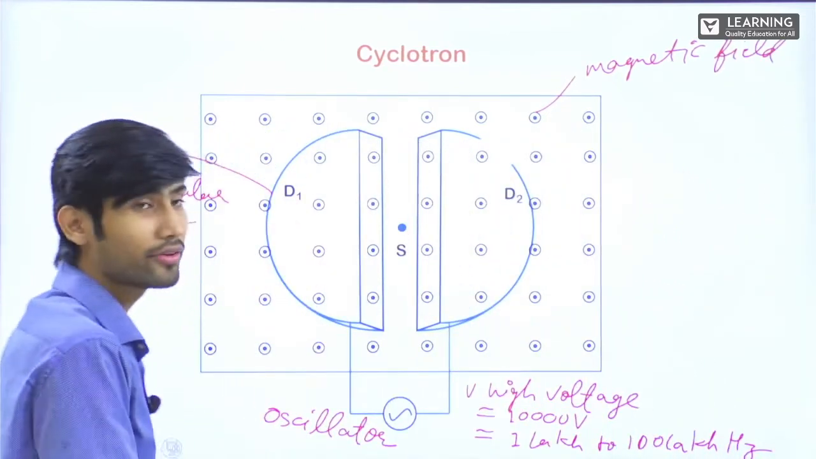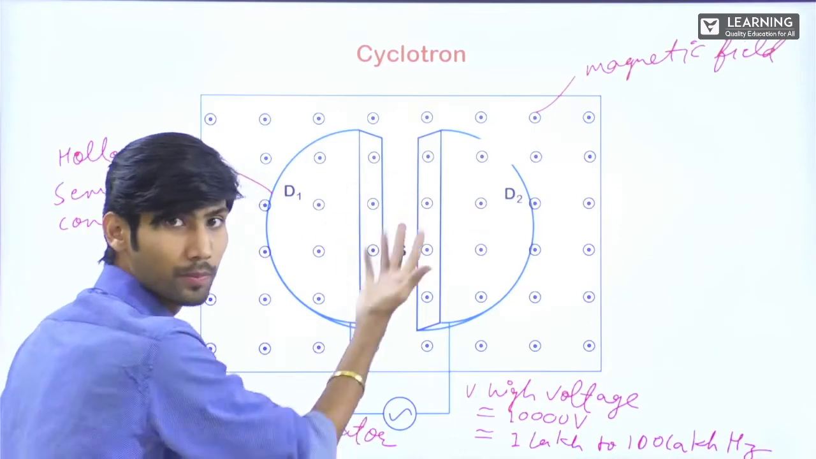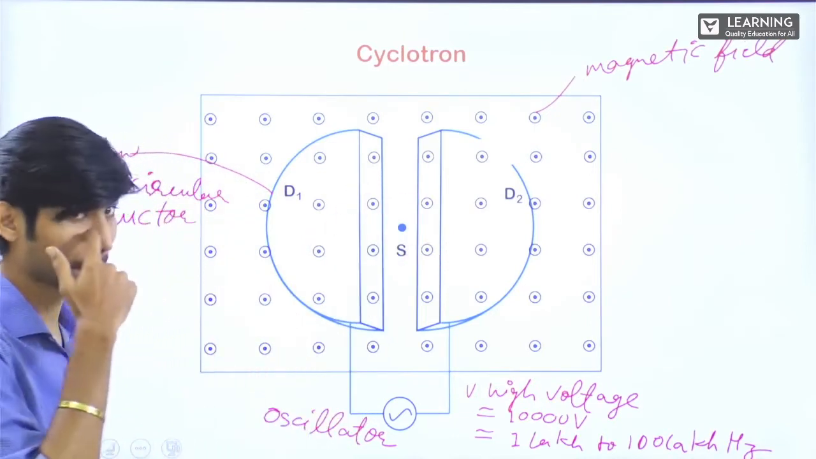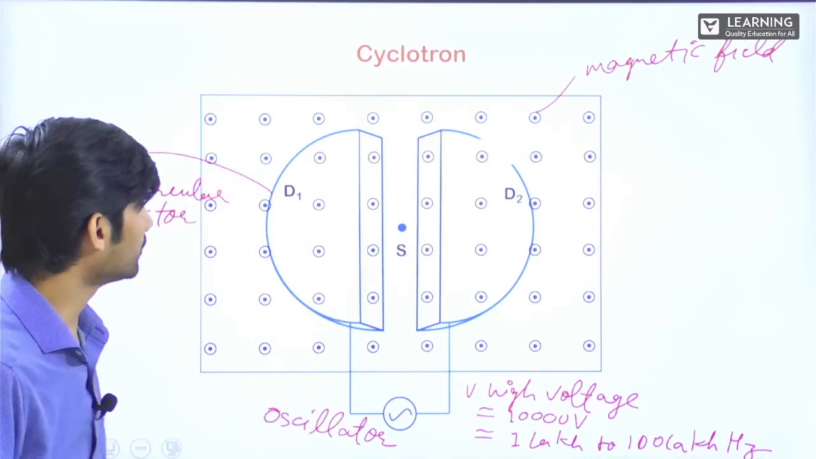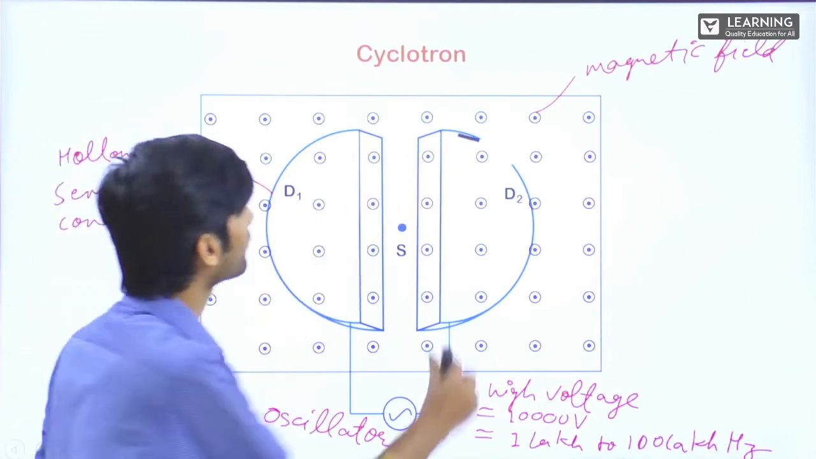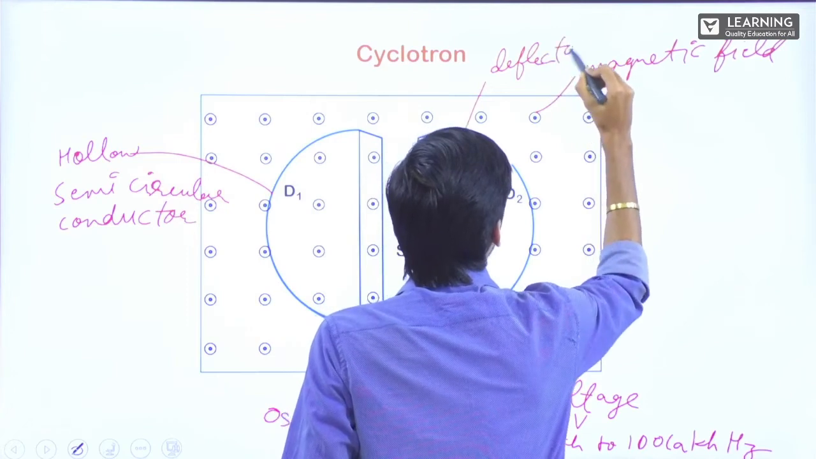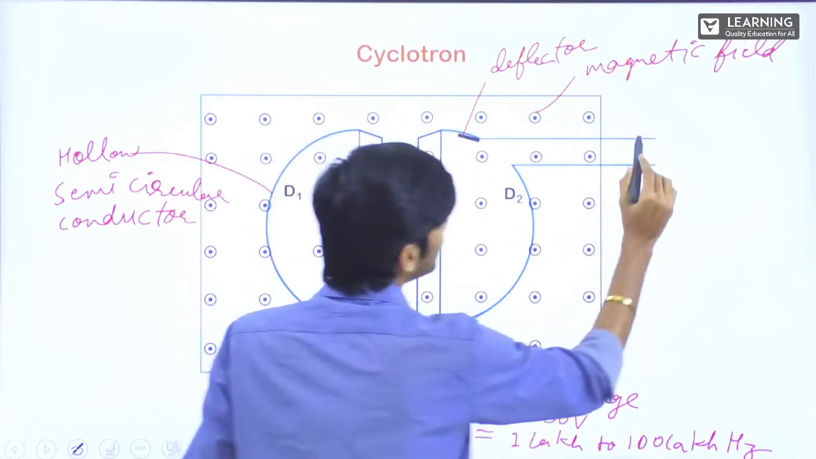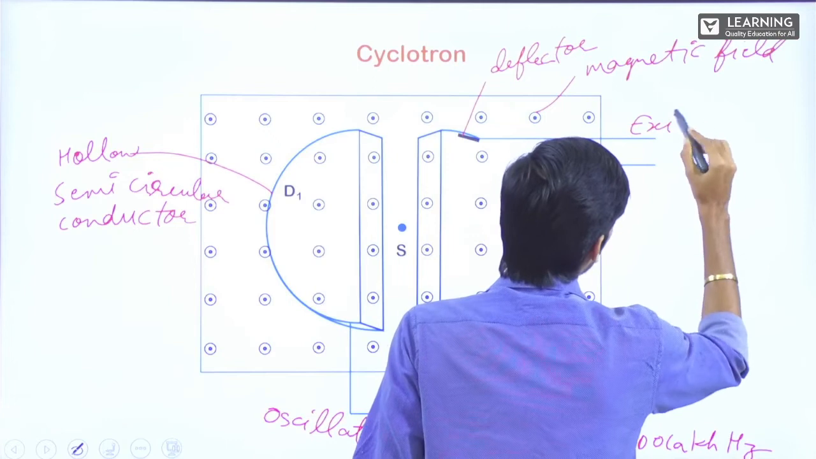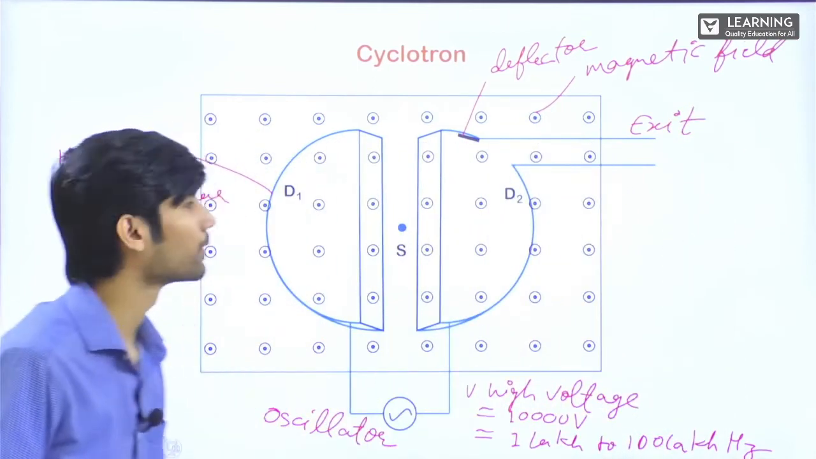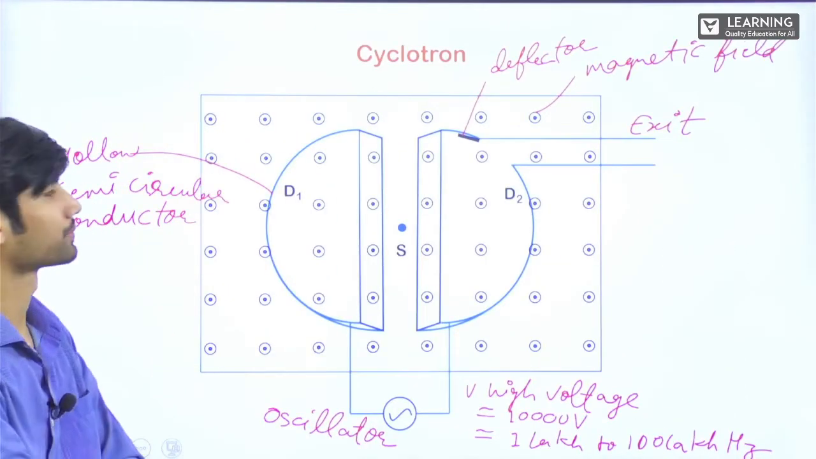So this magnetic field is outwards, coming out of the board. Alright, draw it. Now then this is the deflector. This is the exit. Clear? Now let's understand the working.